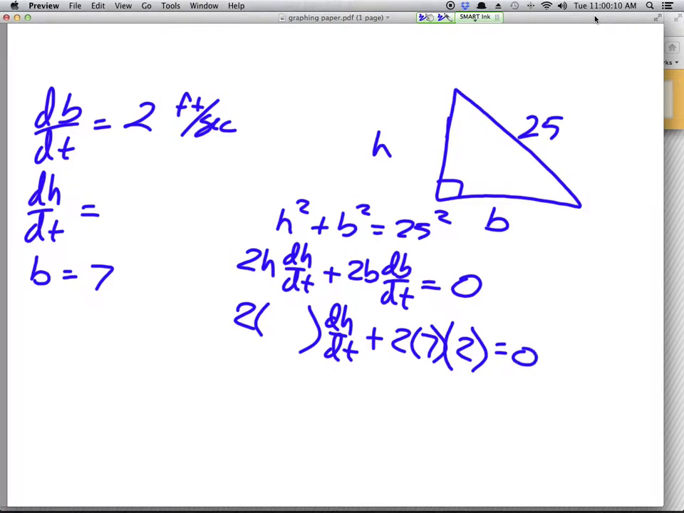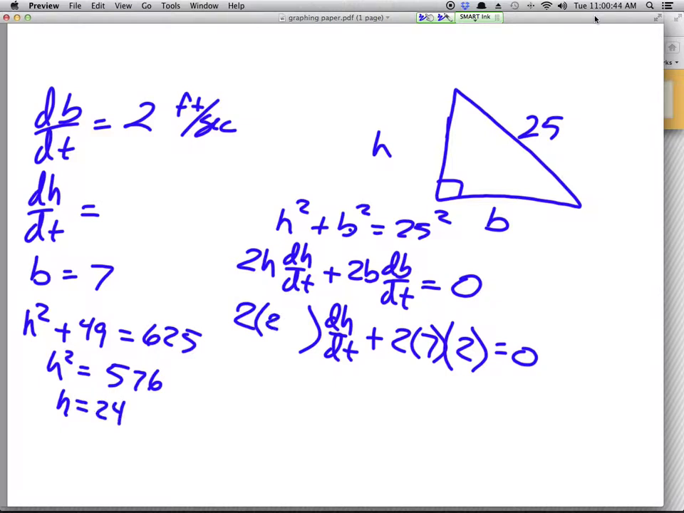So if I get to something like this where I need the height and I don't have it, what do I do to get it? I go back to the Pythagorean theorem and plug 7 in. That gives me h squared plus 49 equals 625. That gives me h squared equals 576, and the square root of 576 is 24.